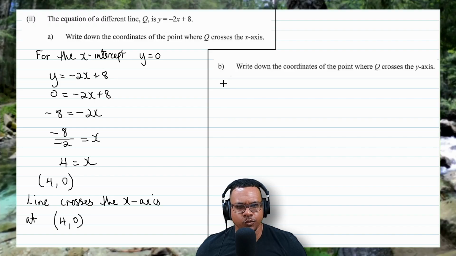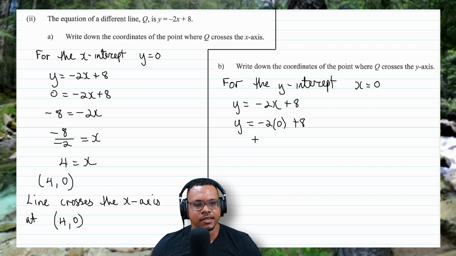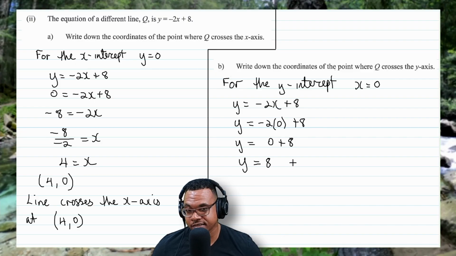But I'll still write down for the y-intercept, x is equal to 0. So I write out my equation, which is y is equal to negative 2x plus 8. And of course, if we put x is equal to 0, we'll have negative 2 times 0 plus 8. Any number you multiply by 0, so this negative 2 by 0, the answer will be 0. So we have 0 plus 8. So y is equal to 8. And that's how you get your y-intercept.